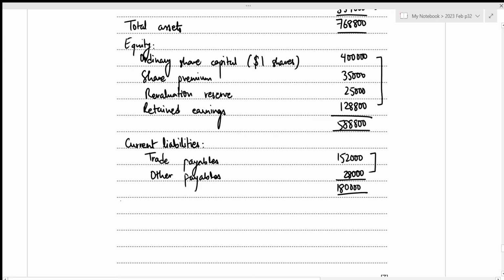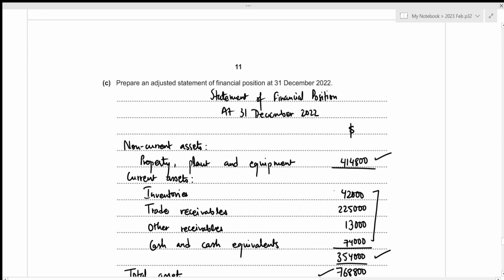Now we can figure out our total equity and liabilities. This is just going to be the sum of total equity and total current liabilities. That's 588,800 plus 180,000, which results in 768,800. Alright, in this case, you can see that the total assets value is equal to that of total equity and liability, which means that our statement of financial position is correct. This concludes the third part of this question.